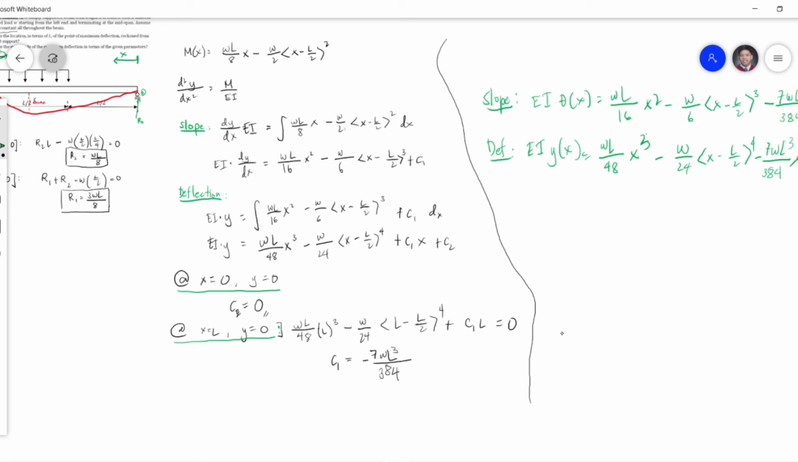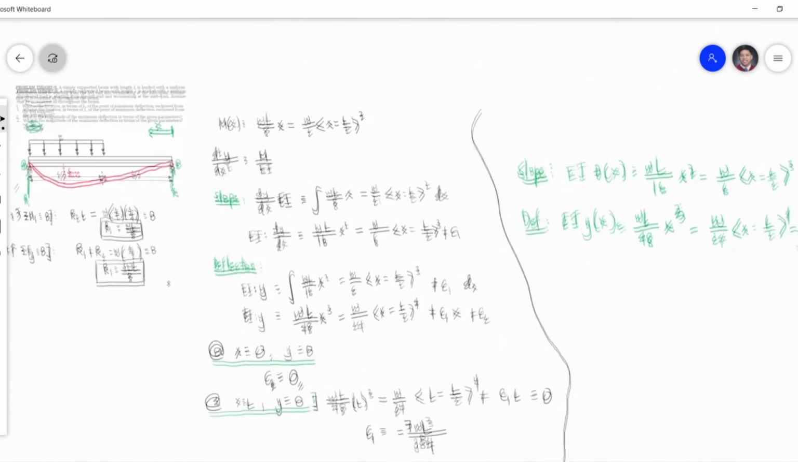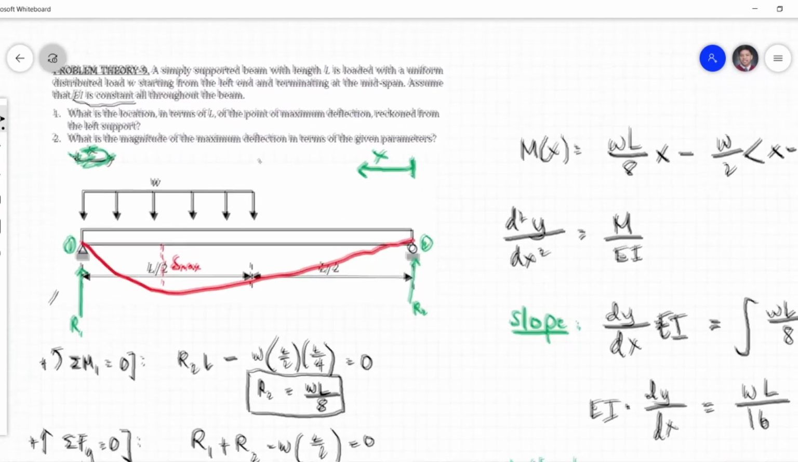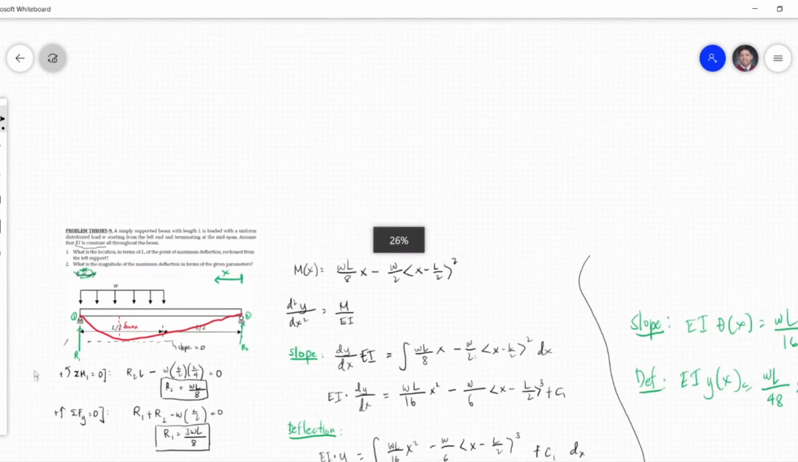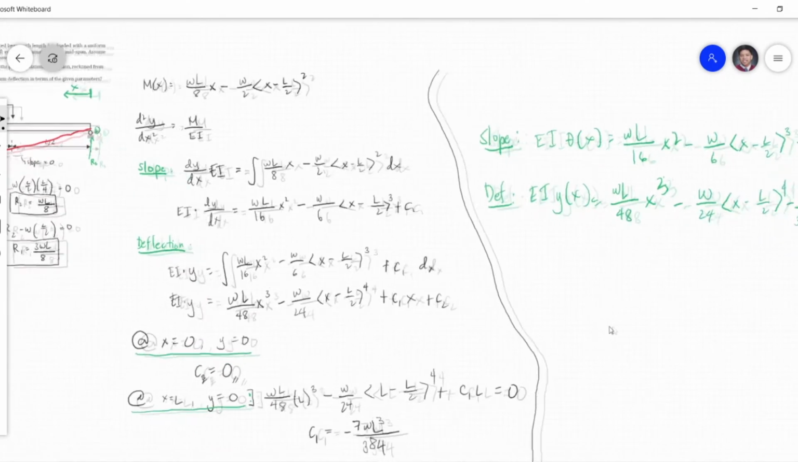So, solving part 1, what is the location in terms of L of the point of maximum deflection from the left support? So, ano daw yung maximum deflection natin? So, balik tayo dito sa figure. Maximum deflection ang hinahanap natin. So, take note, kapag nag-draw tayo ng tangent line along the point of maximum deflection, yung tangent line natin, horizontal lang yan. So kung horizontal yan, ang slope niyan should be 0. Okay? So ibig sabihin, at the maximum deflection, 0 si slope natin, 0 si theta.